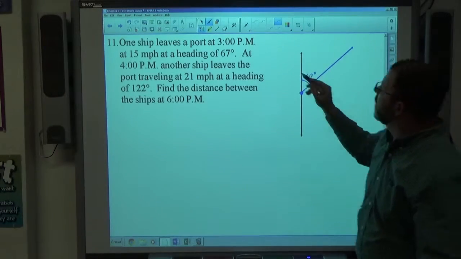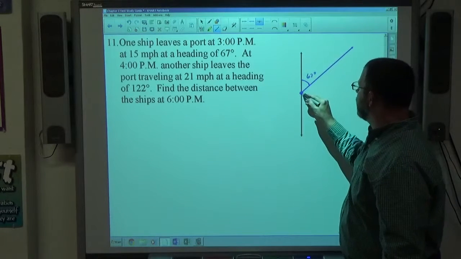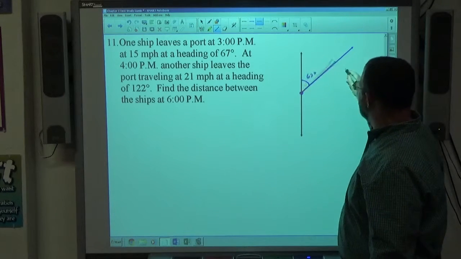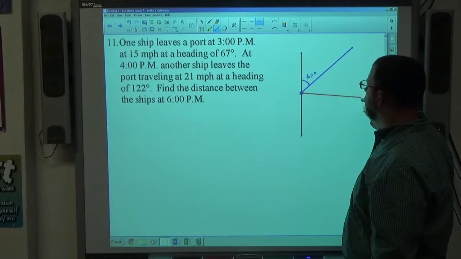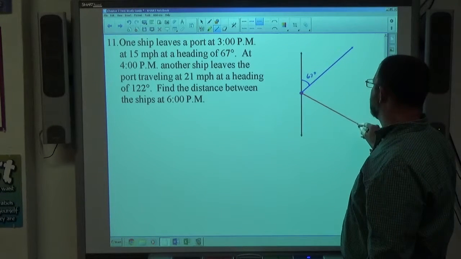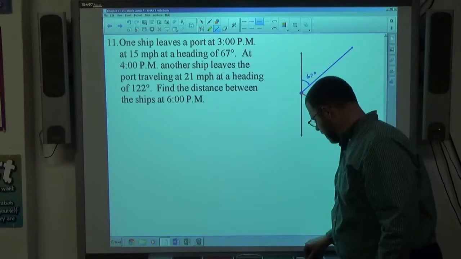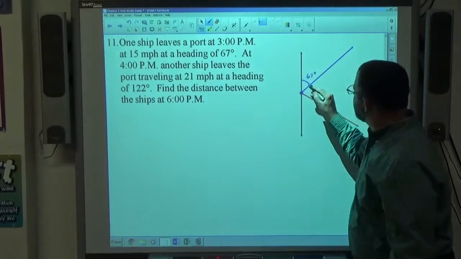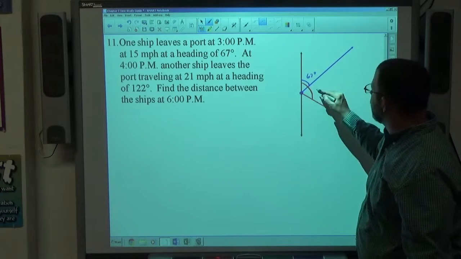The other ship is leaving the same port. This one's a heading of 122 degrees. So straight up is 0, straight right is 90, and then 32 more. It's 122, so probably around this line here. Going a little bit faster, but not the same amount. We'll worry about the distances in a minute. Again, if I measure from the north-south line clockwise to the ship's path, that's 122 degrees there.